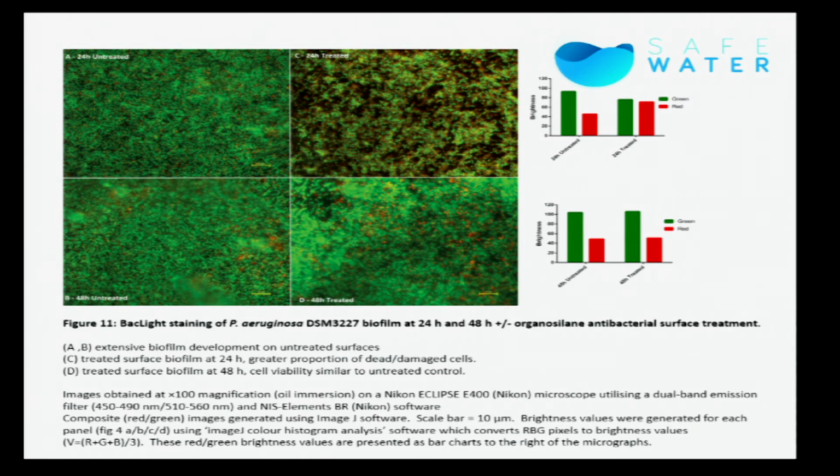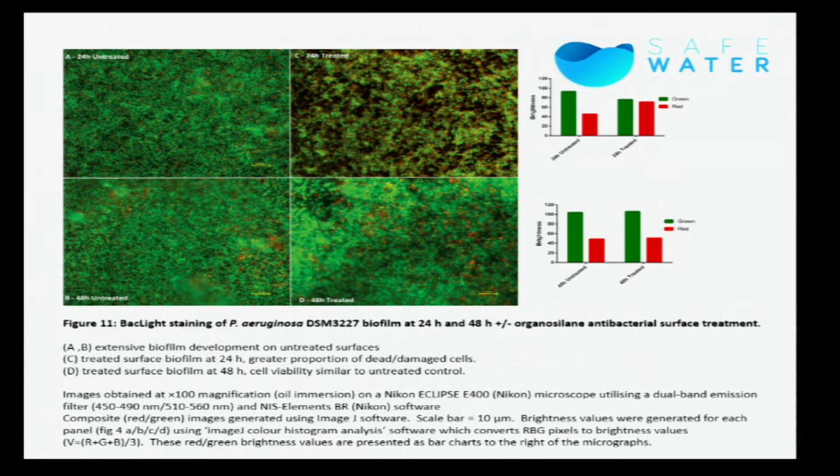Now, if I can get this right, you can definitely see that there are red and green areas. So A and B, these two here, if there's an untreated surface, you get lots of biofilm. Hurrah. C and D, we have a treated surface at 24 hours, where there's maybe a few more red cells, and at 48 hours where it's almost a bit like the control.